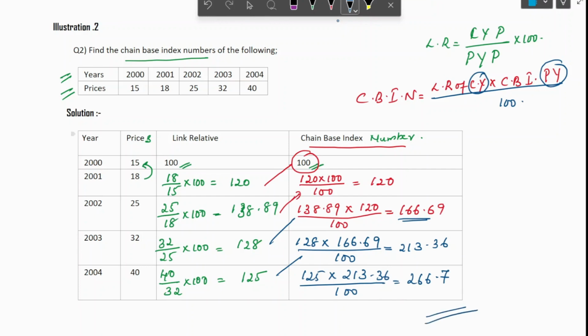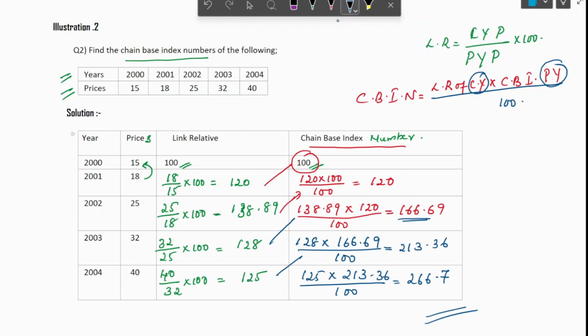That means you have completed your table. That is, link relative as well as chain base index number, your answer is ready. Chain base index number is a very important topic for index numbers. Therefore, please practice these sums. Here I just bifurcated them into type 1 and type 2, to make you understand the difference between these two types of sums to solve.